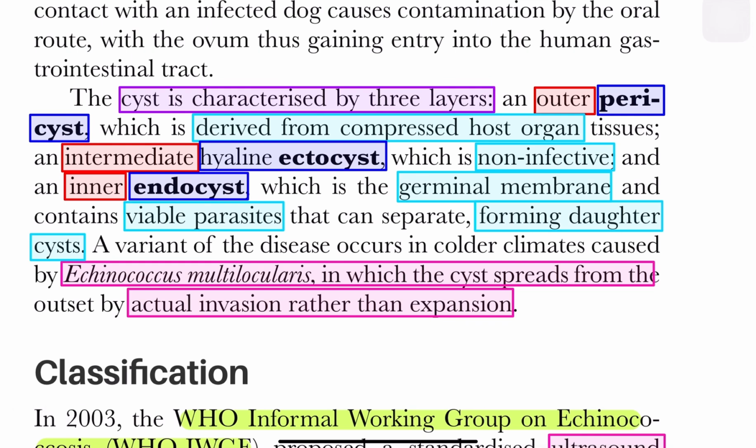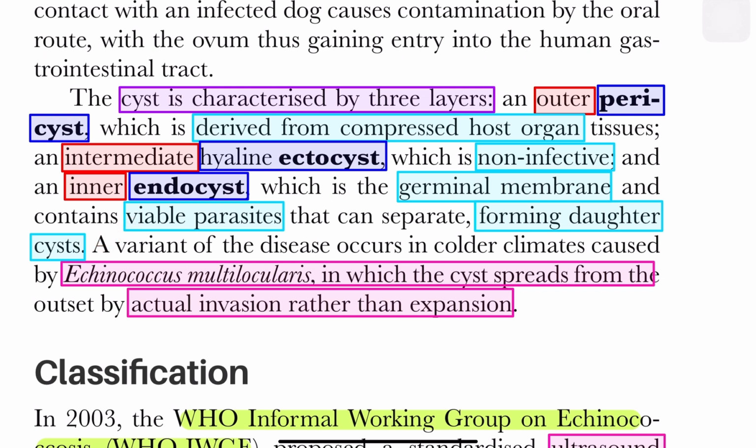The cyst consists of 3 layers: the outer pericyst, derived from the host organ. The intermediate layer is the hyaline ectocyst, which is non-infective, and the innermost is the endocyst. It is the germinal membrane, and this contains the viable parasite and forms the daughter cysts.